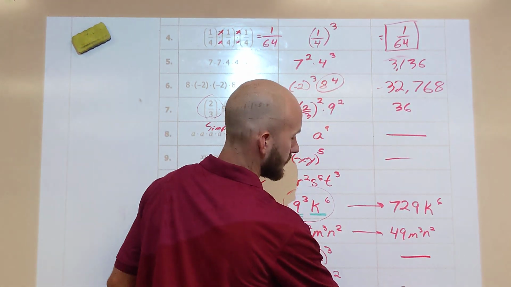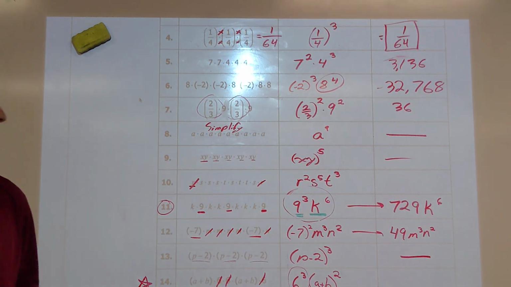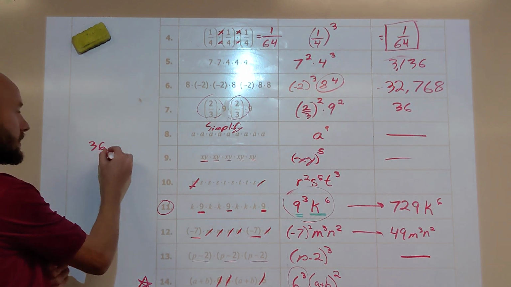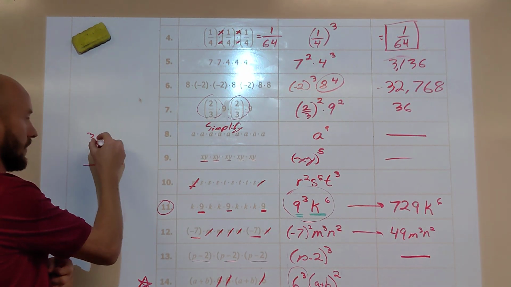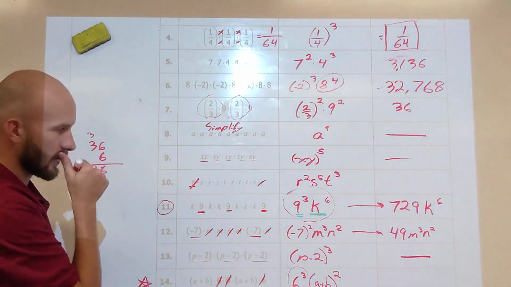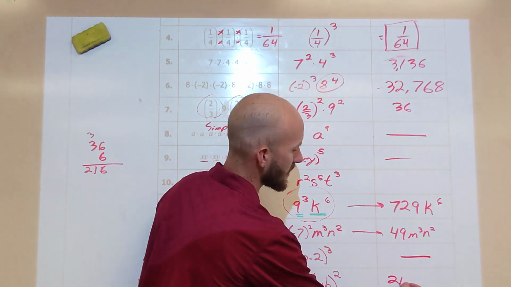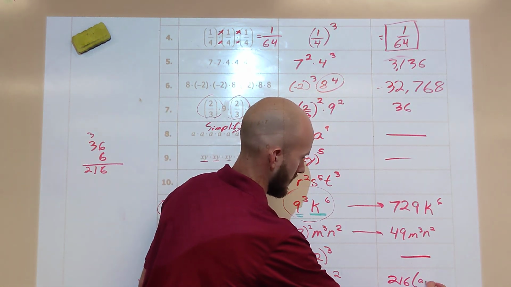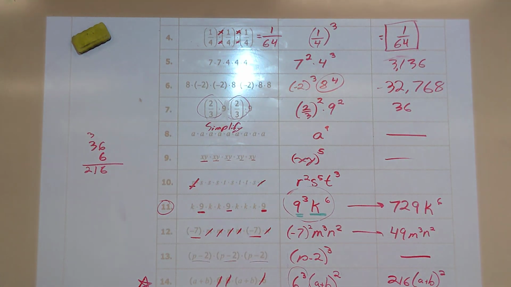Oh, that's wrong. Try again. 6 times 6 is 36, and then you have to take that times 6. 18 times 3. 216. Did you guys say 260? 216. Oh, I thought you said 260. I'm sorry, you were right. And that's it. We'll leave the parentheses alone. Okay. And that's it.